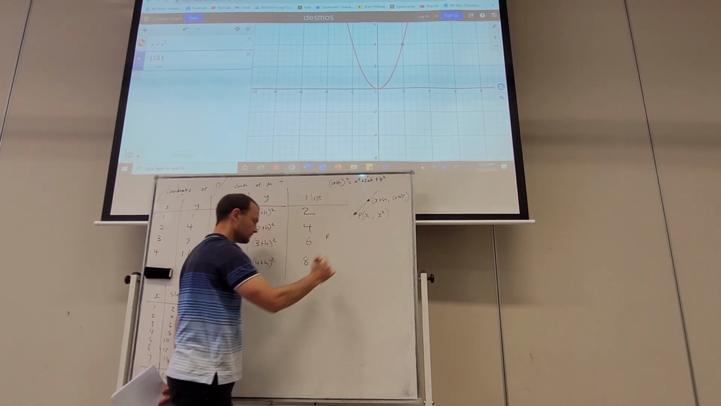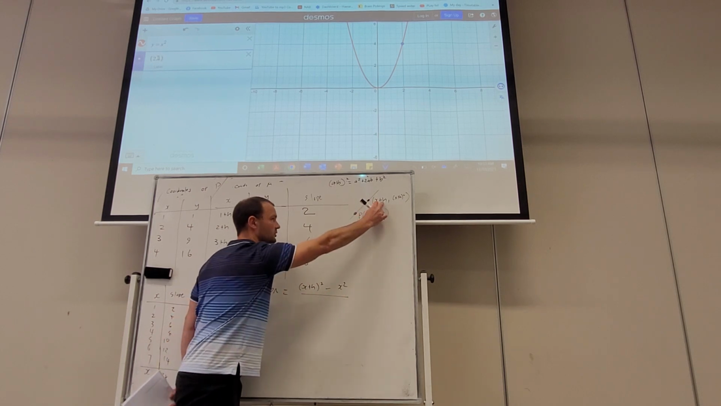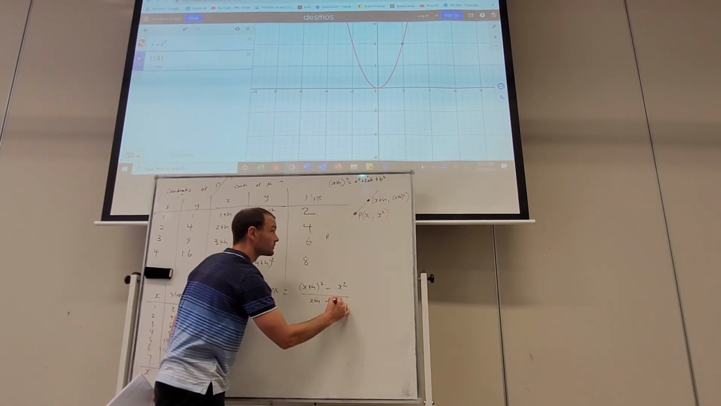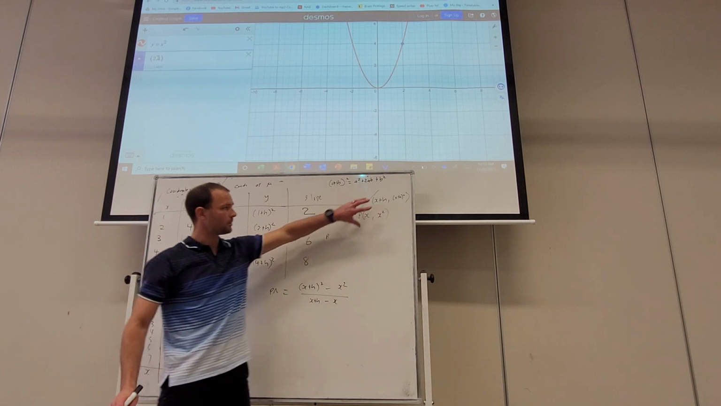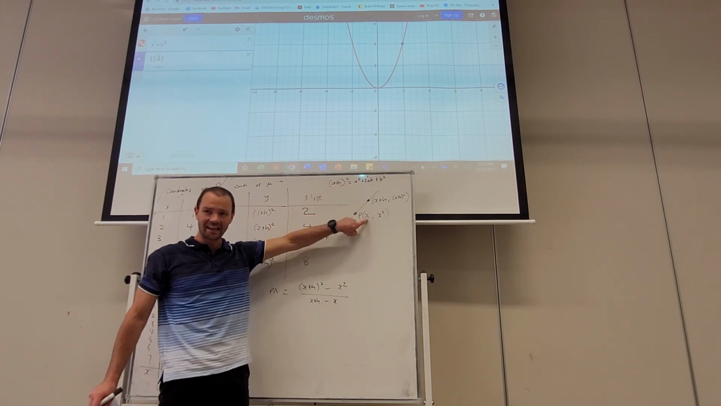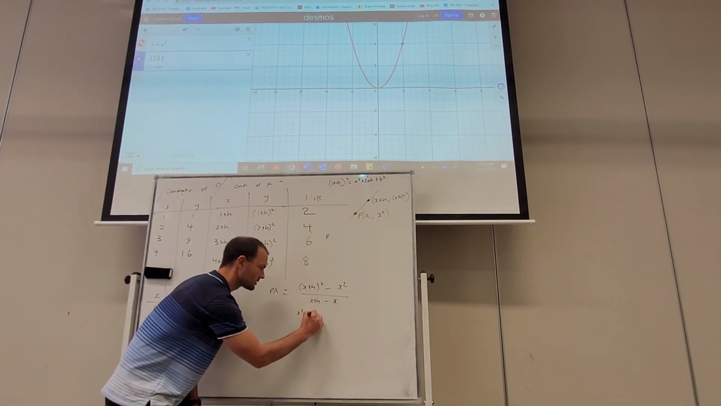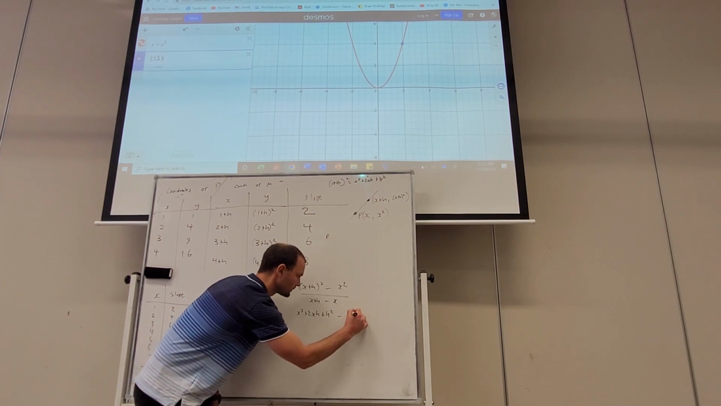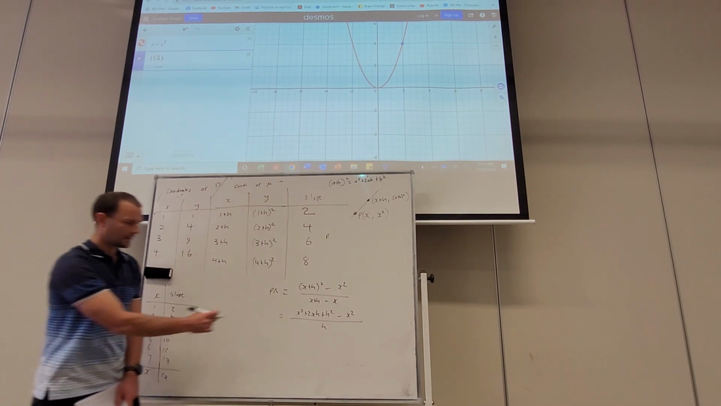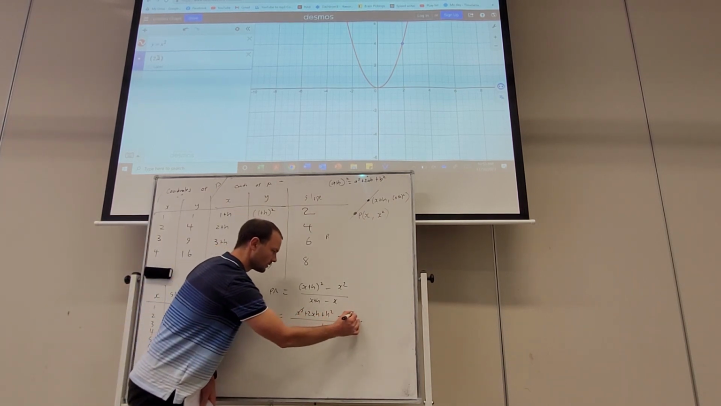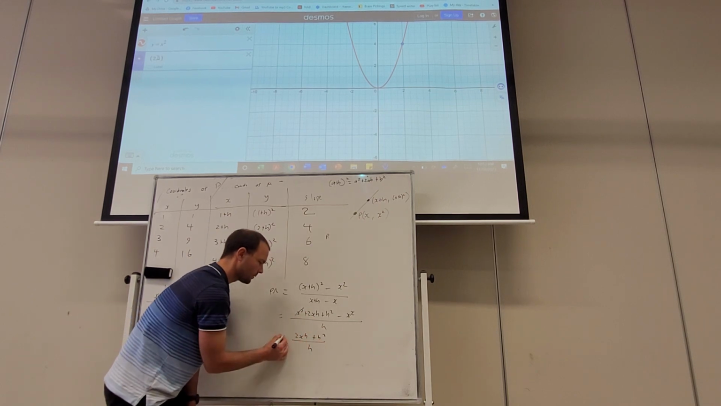y2 take y1 divided by x2 take x1. Alright, that's the slope of PM, where P is any coordinate on the function. So we'll have x squared plus 2xh plus h squared, and at the bottom we'll just have h. X squared will cancel. So I'll do it in a couple of steps this time, it's a bit more confusing. That's what we're left with.